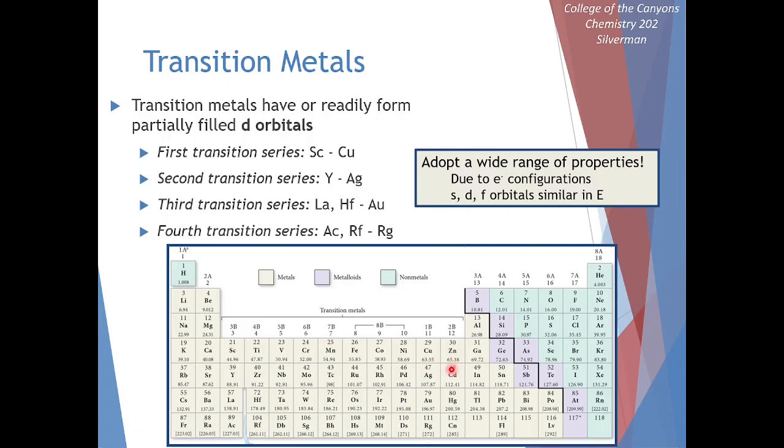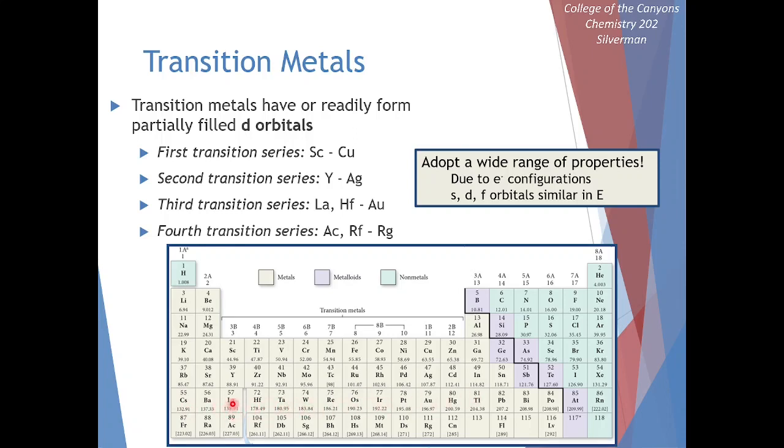Notably here, zinc will have an electron configuration of 3d10, which would be considered a completely filled d orbital, which would make zinc, in some senses of the word, not a transition metal. We can say the second transition series will be yttrium through about silver, elements 39 through 47. The third transition series will be the elements that contain partially filled d orbitals down here in period 6.